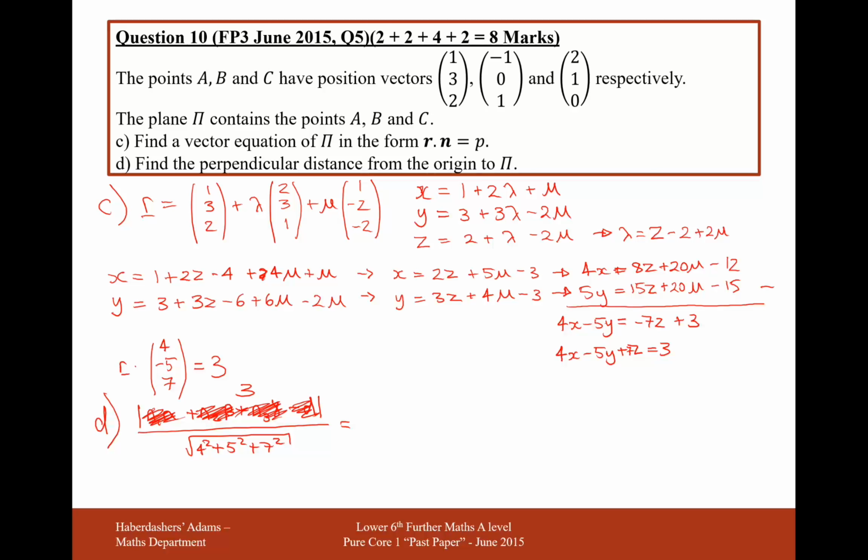Okay then, so once you've worked this out, you're going to get 3 over root 90. And this is going to give us 1 over, the 9 can come out as a root, so it'd be root 10. Okay, so that's the answer to question 10, 8 marks in total for that.